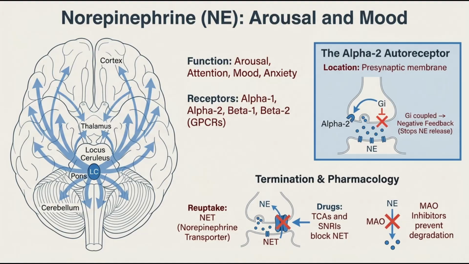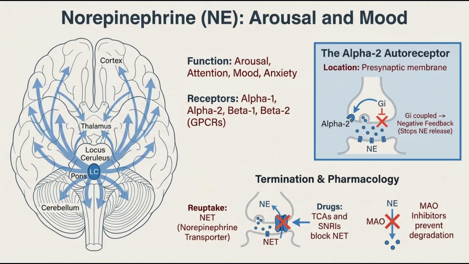And on the flip side, the slide mentions an antidepressant, mirtazapine. Mirtazapine does the opposite. It's an alpha-2 antagonist. It blocks the autoreceptor. It cuts the brake line. So the neuron never gets the stop signal. It never gets the stop signal, so it just keeps pouring out more and more norepinephrine, and through other mechanisms, serotonin as well. It's a clever way to boost the signal by disabling the safety mechanism.